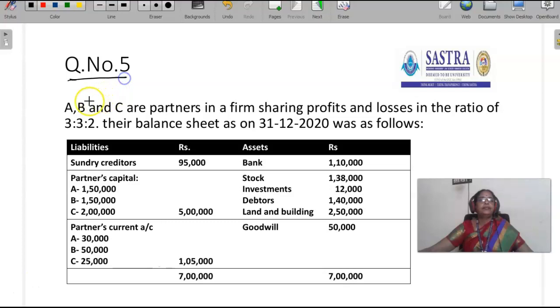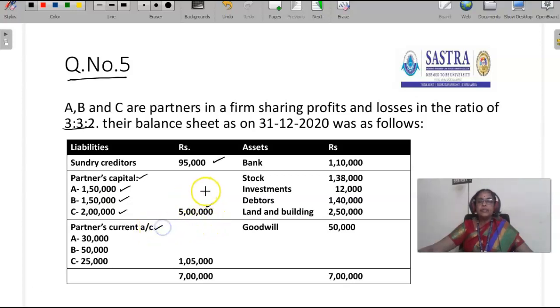Question number 5. A, B and C are partners in a firm sharing profit and losses in the ratio of 3:3:2. Their balance sheet as on 31st December 2020 was as follows. Sundry creditors 95,000. Partners' capital: A's capital is 1,50,000. B's capital is 1,50,000. C's capital is 2 lakhs. Total capital is 5 lakh rupees.